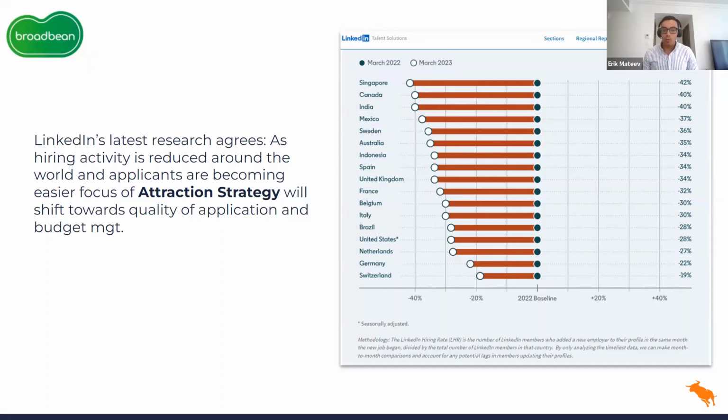Matt, what about you? What are your thoughts? What are some of the insights and trends that leaders should be aware of from your perspective?